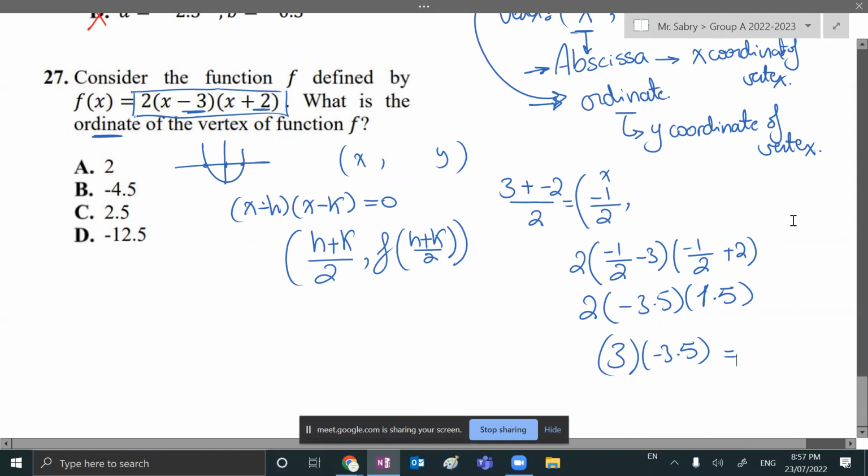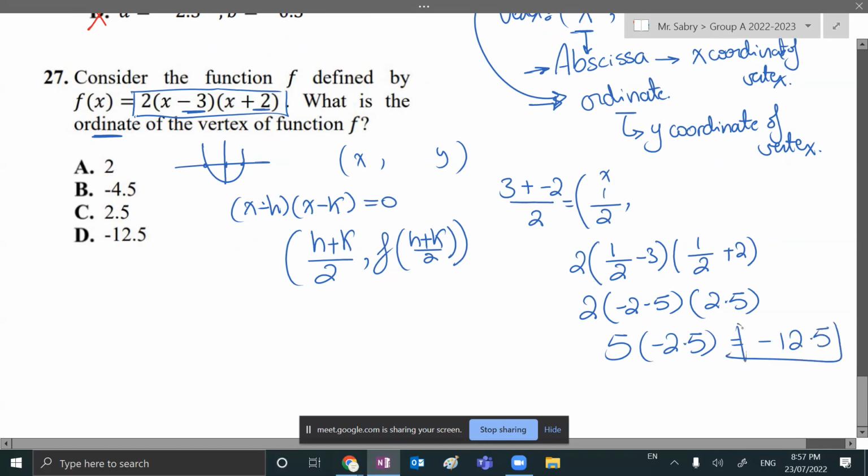It's positive 3 and negative 2. Oh, I'm sorry, guys. I'm sorry. It's positive 1 over 2. I'm sorry. This is bad. I'm sorry. So this is actually negative 2.5, and this one is 2.5. So it's 5 times negative 2.5, which is mainly negative 12.5. So then the answer here is D. Yeah. Makes sense?